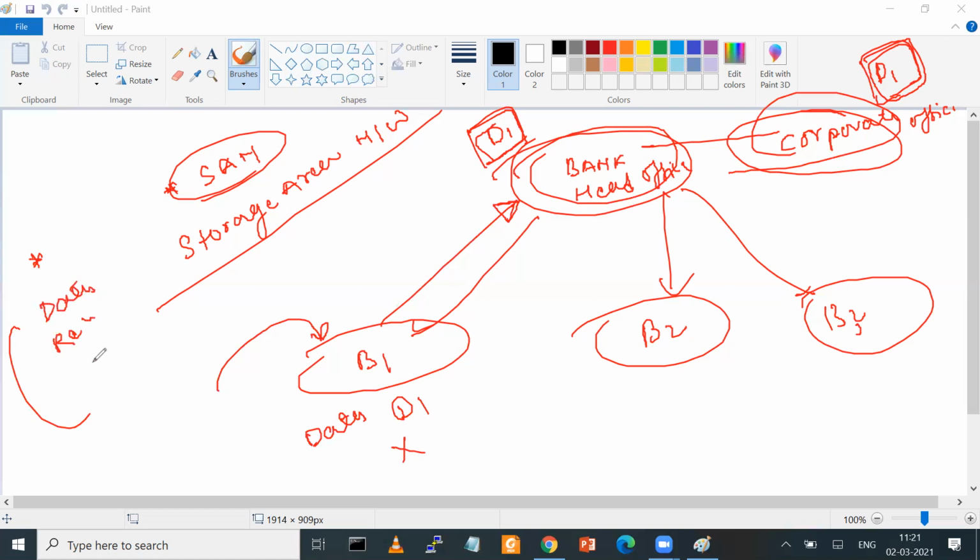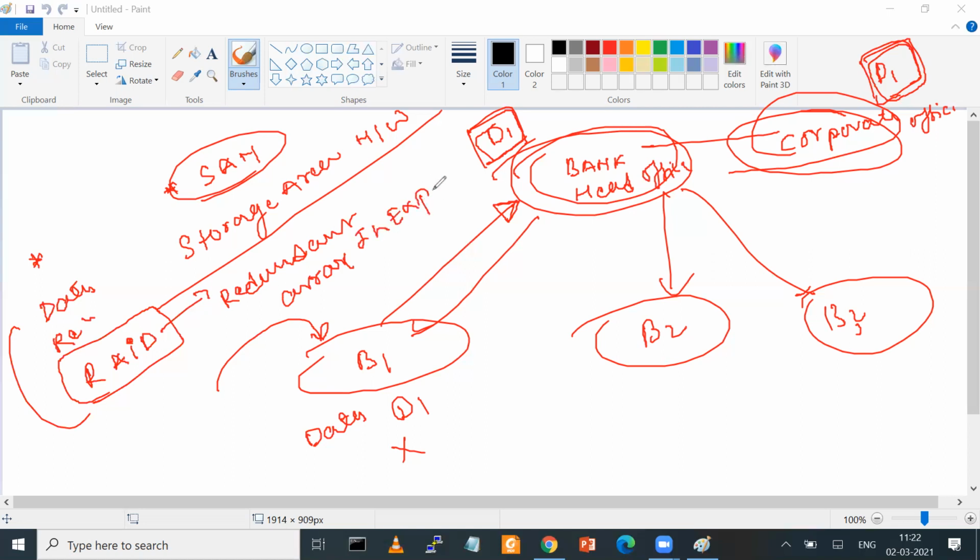So if I lost my data from any particular place, I can recover from other locations. That's basically the advantage. And the technology we use for storage area network is RAID, redundant array of independent disks.